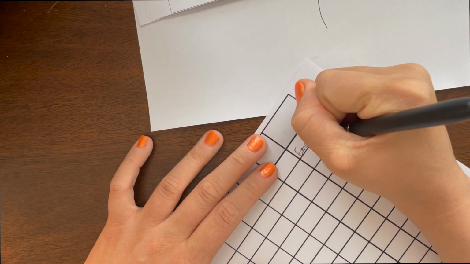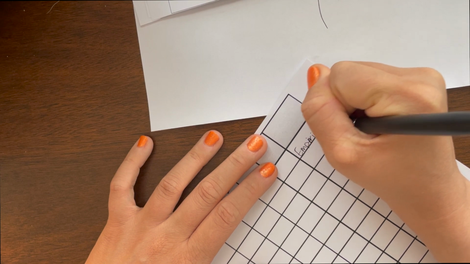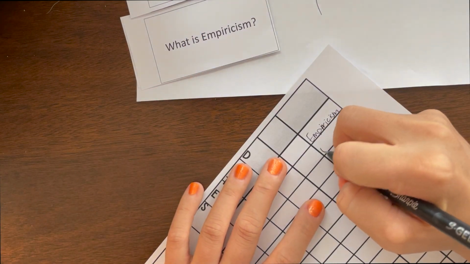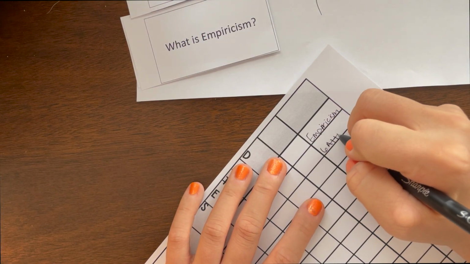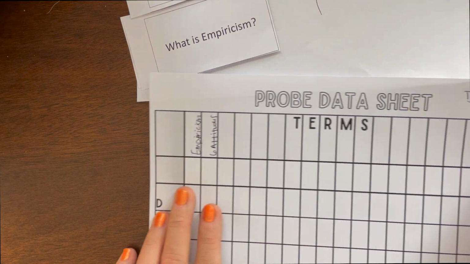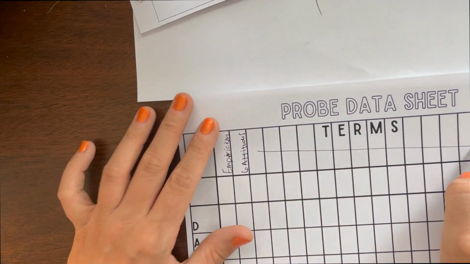And I know I'm not the only one that cannot spell empiricism right and barely even say it, but here we are. So, empiricism. So you just go through and fill it all out based on the terms that you're working on. Let's say I have all of them filled out, okay?